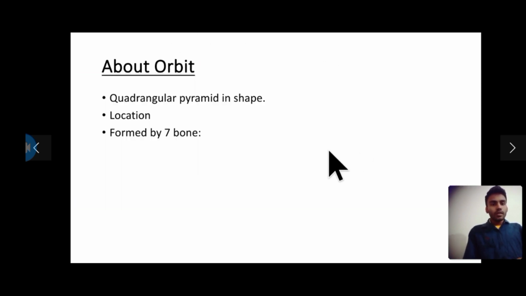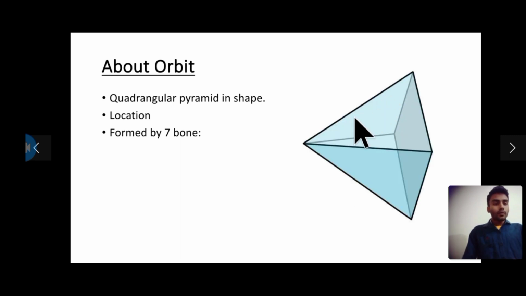Now the anatomy of orbit starts with its shape. The orbit is quadrangular pyramid in shape, meaning that the orbit has four sides or four walls, and at the anterior there is an opening, and at posterior these four walls or four sides converge and meet at a single point. This orbit is located in between the anterior cranial fossa above and maxillary air sinuses below, and this orbit is formed by the seven bones.